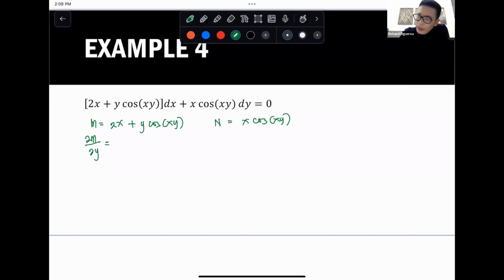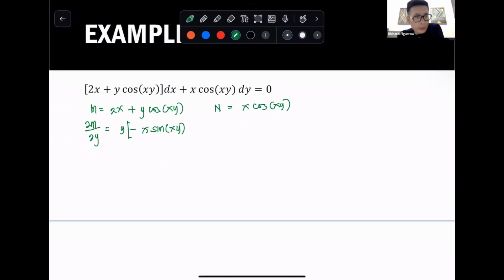So u is y, tapos multiply it with dv, derivative ng cosine xy. So derivative ng cosine xy will be, derivative of cosine, it's negative sine xy. Kaya lang, chain rule tayo. So we have xy. Ano ang partial derivative ng xy with respect to y? That will just be x. So multiply natin yung x doon.